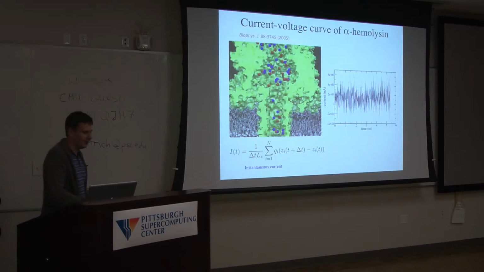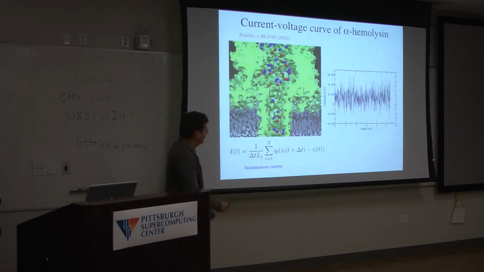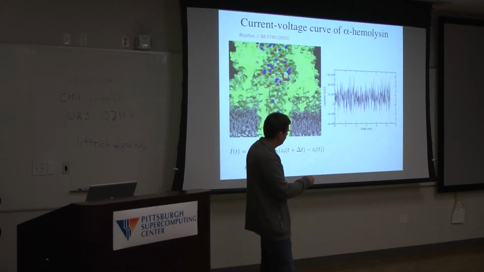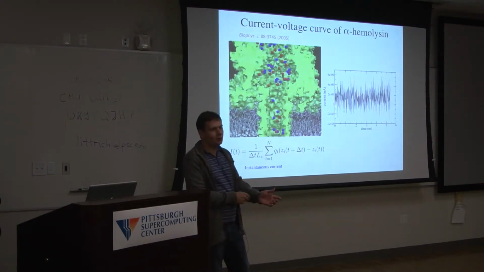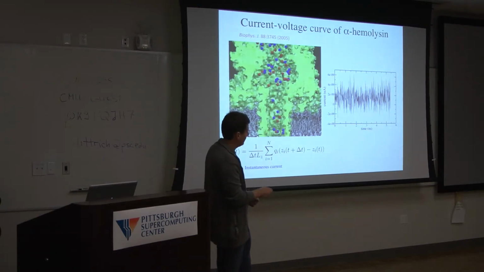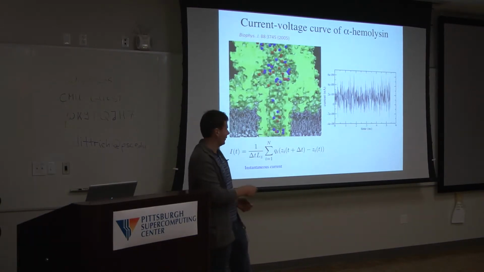All right, so that's what you get. When you compute ionic current, you'll get a mess like that. It's really fluctuating a lot because the motion of ions is stochastic. If you had an amplifier that could record with a bandwidth of nanoseconds, you would actually record something like that.